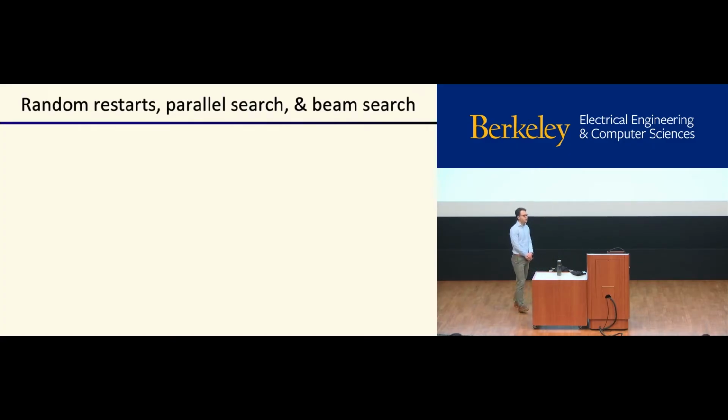Someone asked after class, what's the difference between parallel search and beam search, and why is this all related to random restarts? So I wanted to take a minute to clean that up a little bit and explain what the difference is between these ideas.